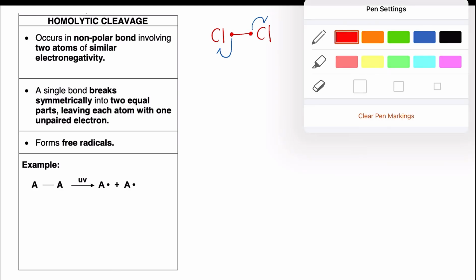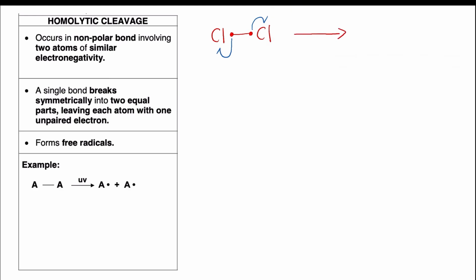So dia akan hasilkan apa? Dia akan hasilkan free radical. Kalau you tengok di sini, break symmetrically. Ini kita sebut sebagai break symmetrically. Dia pecah secara simetri. Symmetrically. Leaving each atom with one unpaired electron. So apa yang berlaku? Cl akan dapat satu elektron dan Cl yang satu lagi akan dapat satu elektron.